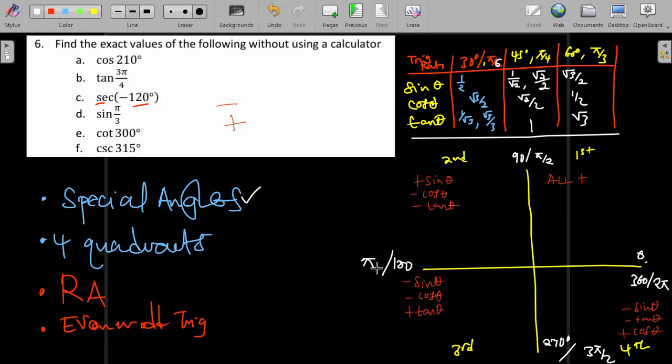2 pi. Okay, so now that we know that, we need to know how to find the reference angle in each of these quadrants. So in the first quadrant, the reference angle is just the same angle that you've been given. Let's say you've been given sine theta. If this angle is in the first quadrant, then the reference angle will just be this same angle, theta.